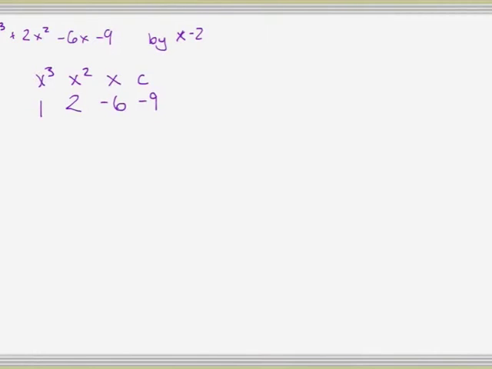Off to the side in the little box, we are not told in division what x equals. We're given an expression. So we're going to set that expression equal to 0 and find what x is, which will always just be the opposite of the number there. And that's what goes in the little box off to the side.